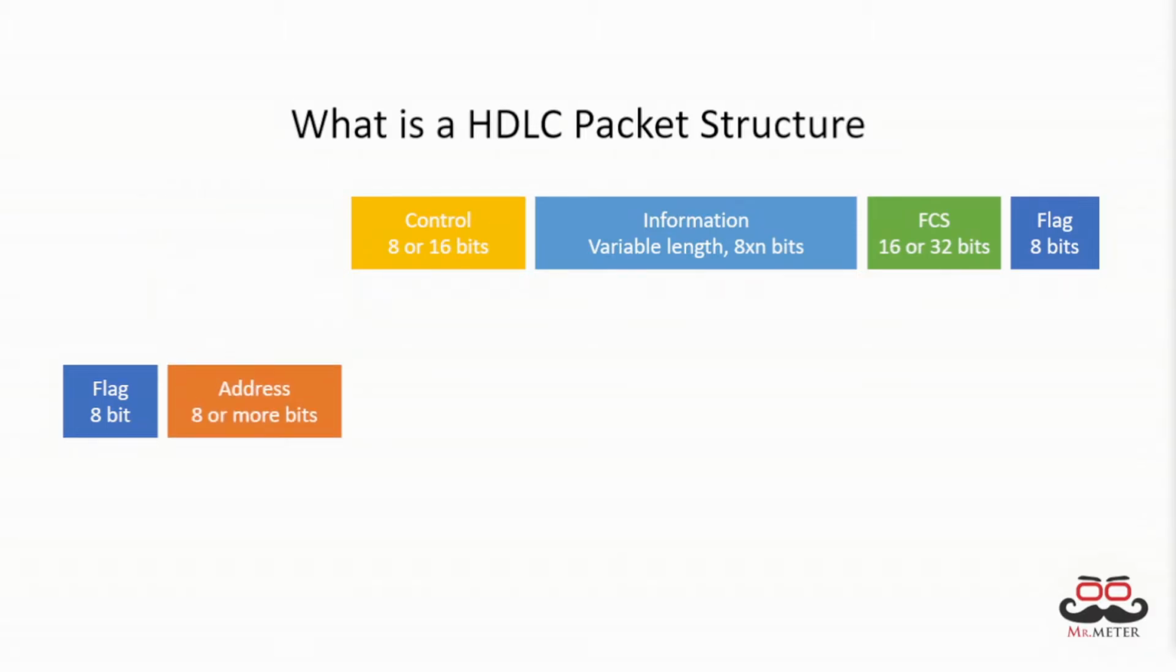The address field identifies the source and the destination addresses, and it is 8 bits long, supporting up to 256 addresses. Depending on the communications network, this field can be more than 1 byte, and each byte can have up to 128 stations.